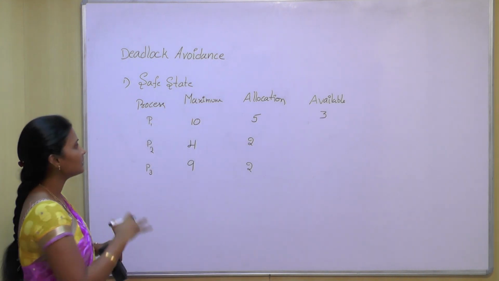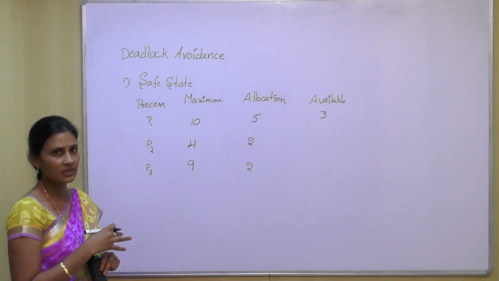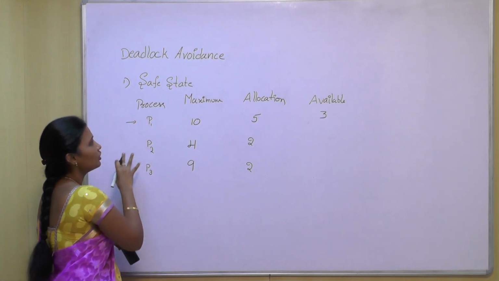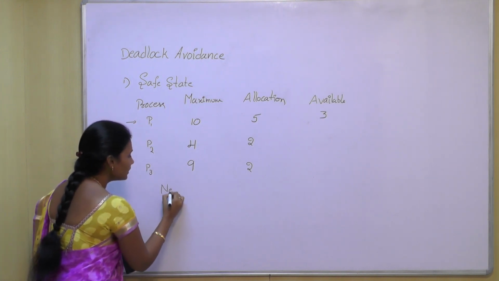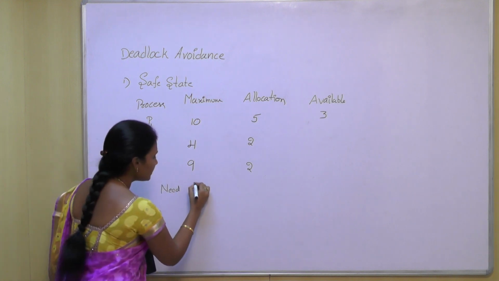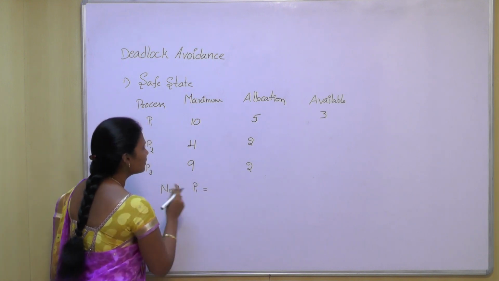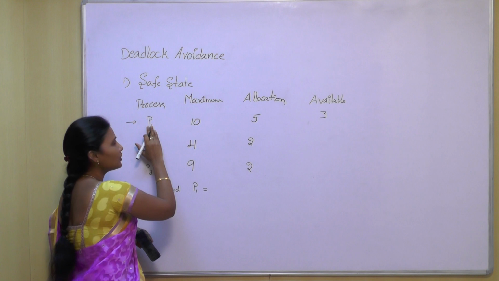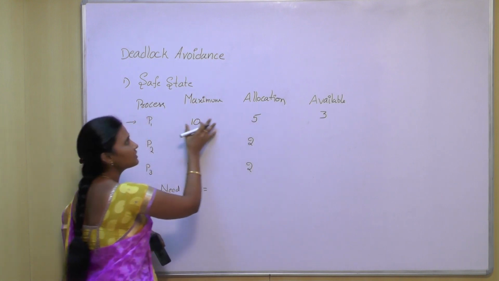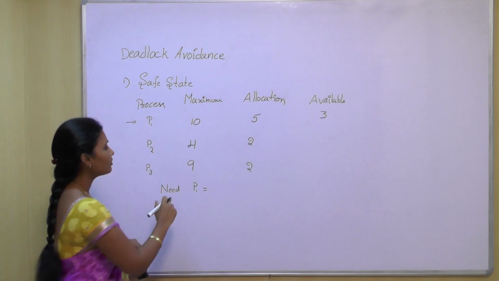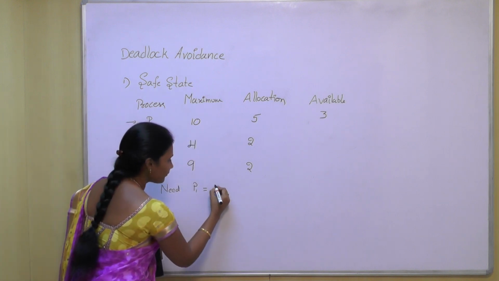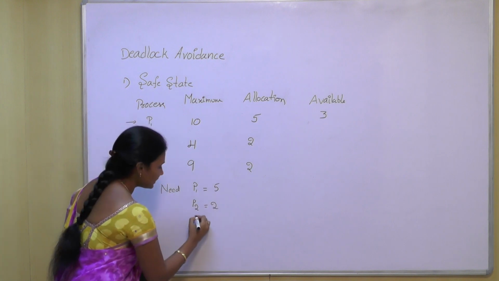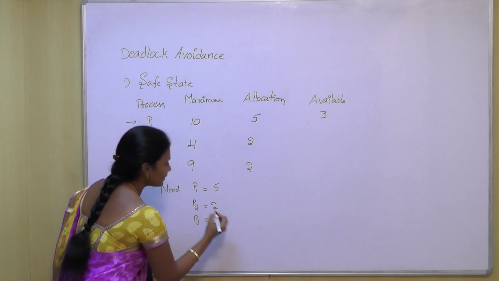To find the safe sequence in these three processes, first we start with process P1. Before that, we should know the need of each process. The need of a process is its maximum demand minus its allocation. Now the need of P1 is 5, the need of P2 is 2 resources, and the need of P3 is 7 resources.